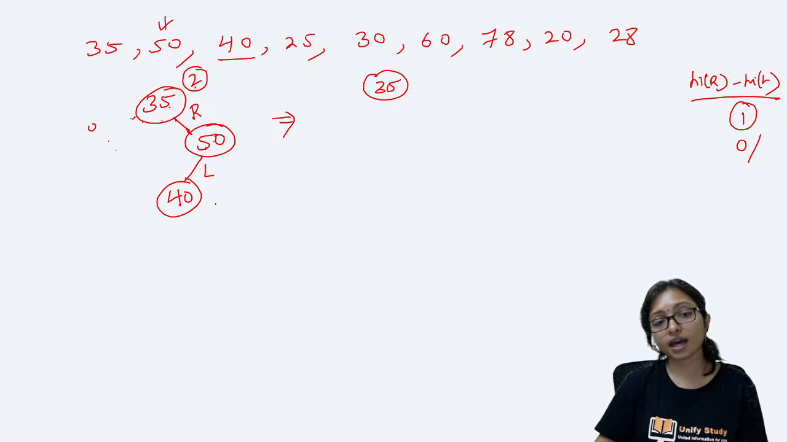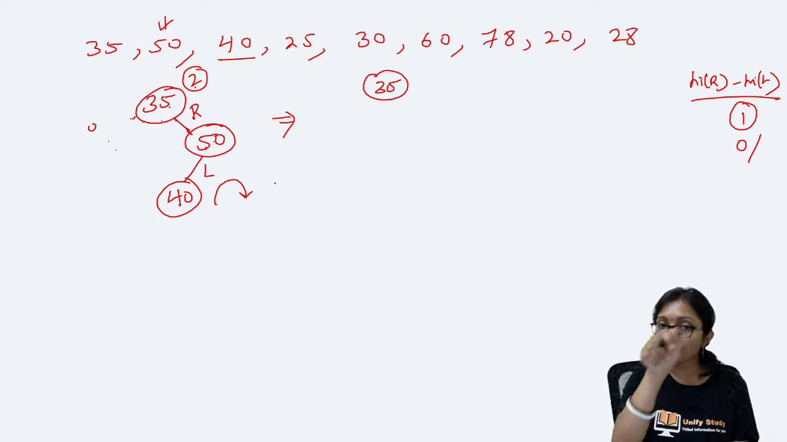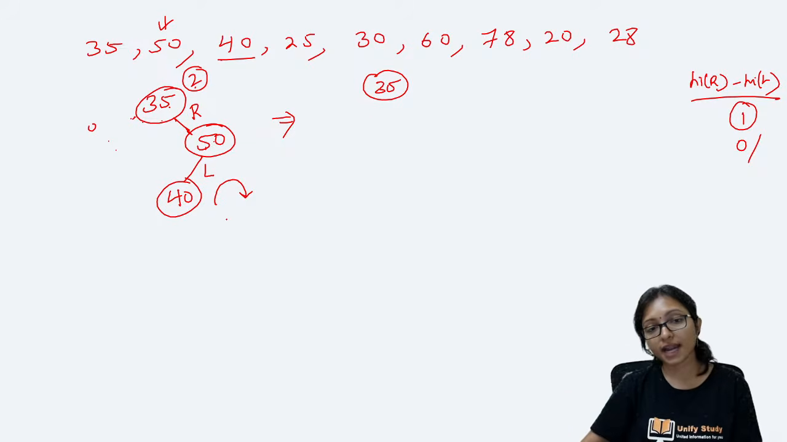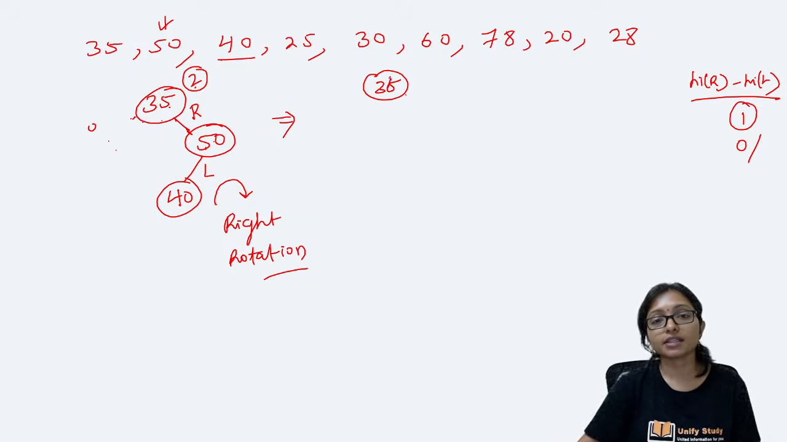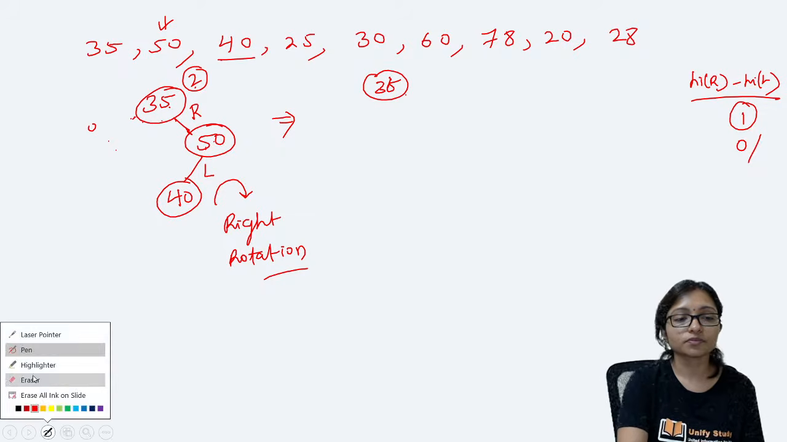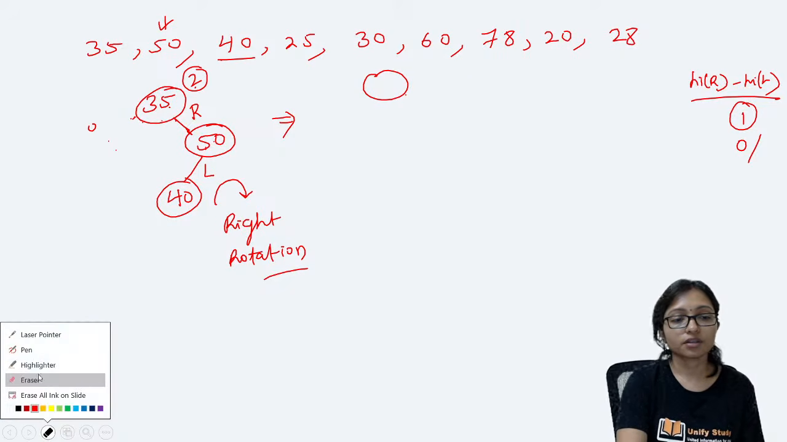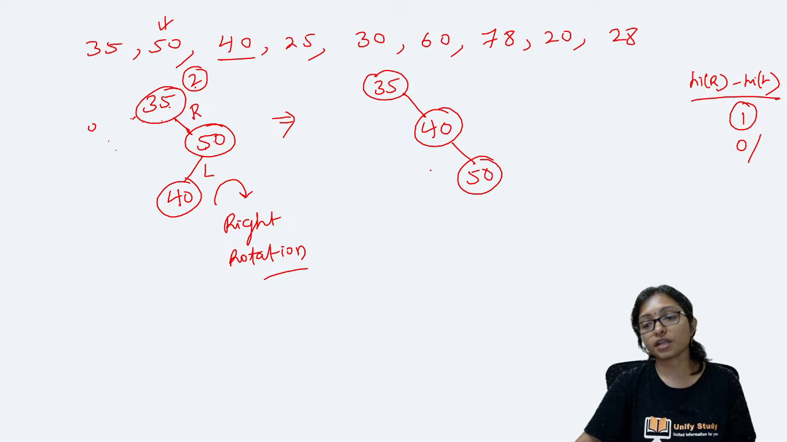RR means it should look like this: 35, how to make RR? I need to rotate in this way. 40 will go up and 50 will go down. That is, a right rotation is needed here. So after the right rotation, the 35 will be as it is. 40 is going up and 50 is going down.